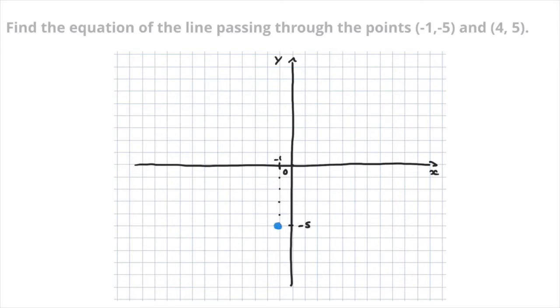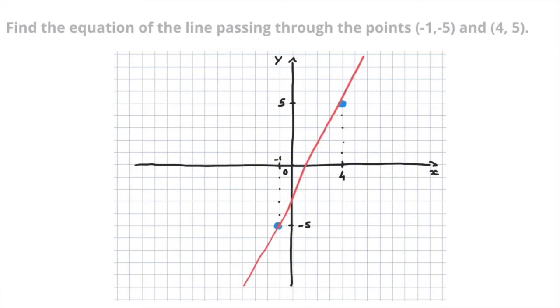The second point the line passes through has coordinates (4, 5). So that's 4 units across, so that's 1, 2, 3, 4. And 5 units upwards, that's 1, 2, 3, 4, 5. So the second point is this point here. Now the line whose equation we need to find is the following. It's a line passing through these two points, something like this. And notice that this line isn't drawn with a ruler. Don't let that bother you. This is a very rough sketch.